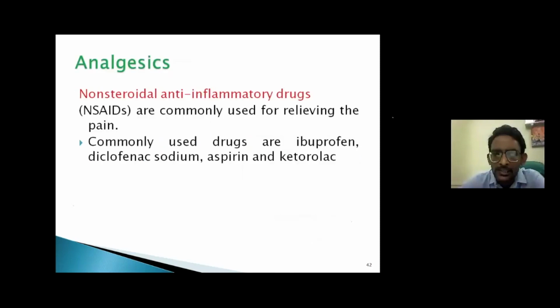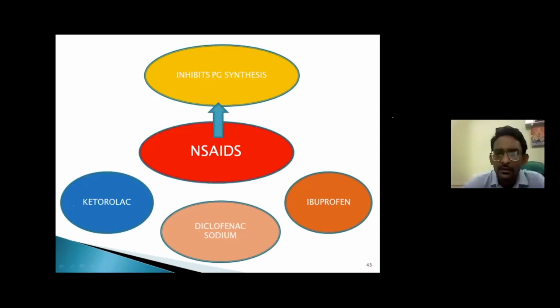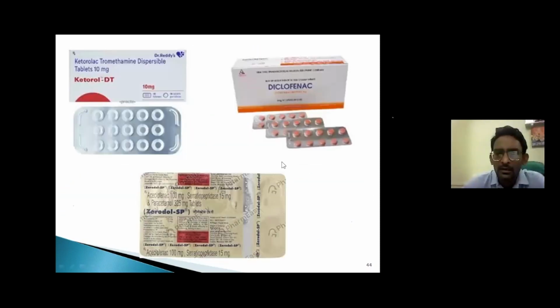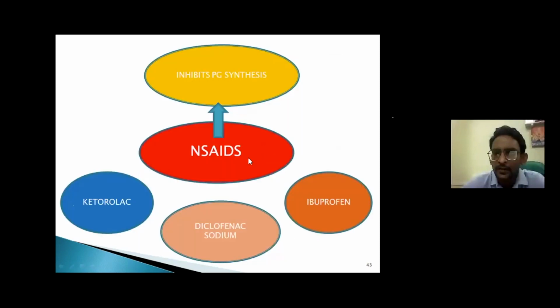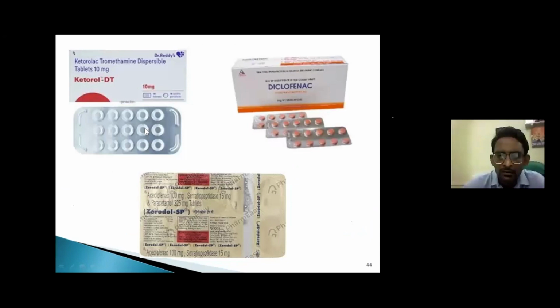Commonly used drugs are ibuprofen. How do these NSAIDs work against inflammation? They inhibit the prostaglandin synthesis, and various types of NSAIDs are ketorolac, diclofenac sodium, and ibuprofen, which you can give in case of flare-up. So these are the photographs of some of the NSAIDs available.